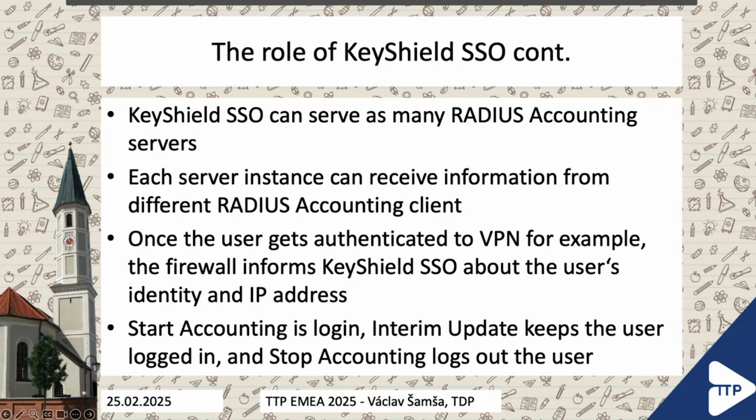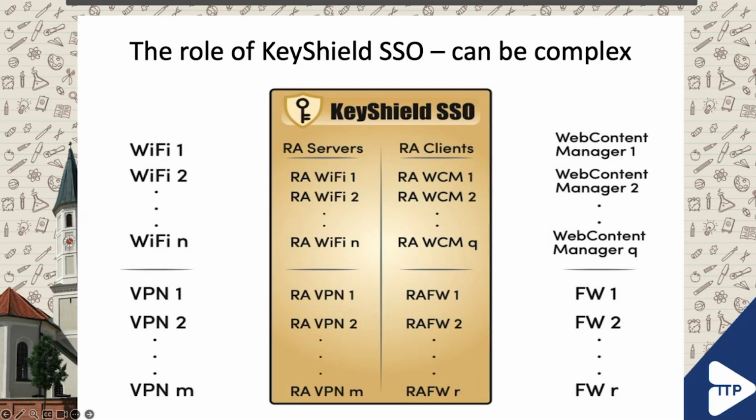KeyShield is pretty flexible, so you can create as many configurations as you want. KeyShield can serve as a radius accounting server for different clients and can serve as a radius accounting client for different servers. That's almost not limited, and it can look like this. So you have one device, one KeyShieldSSO. If it's a server, it is receiving radius accounting packets from different sources. It does not matter how many sources you have. You simply receive the packets.